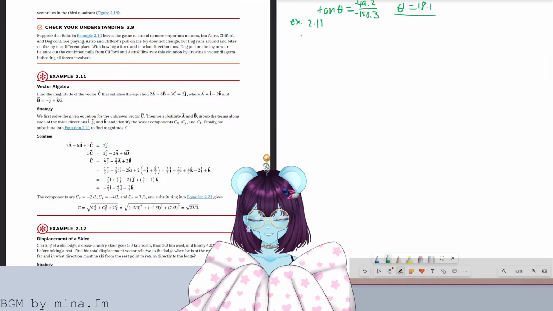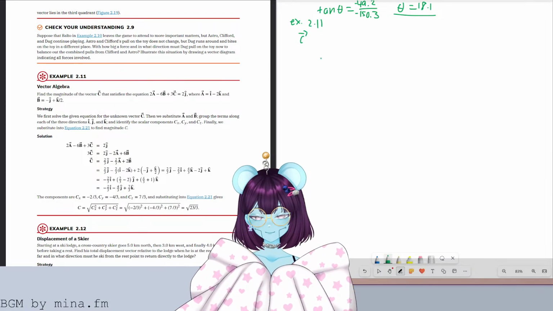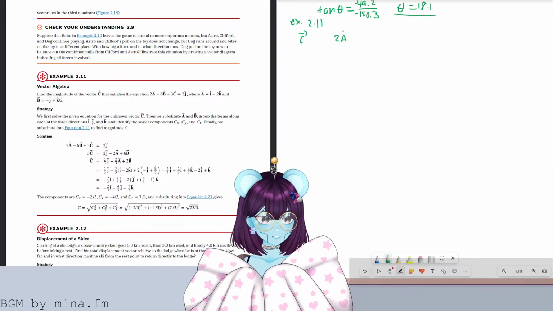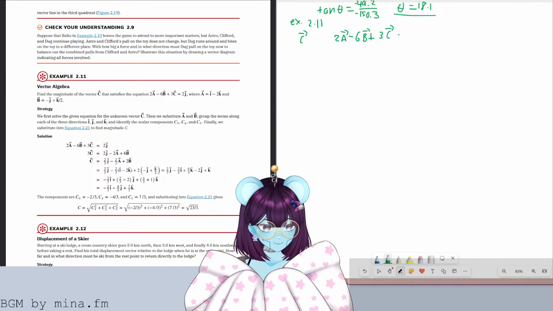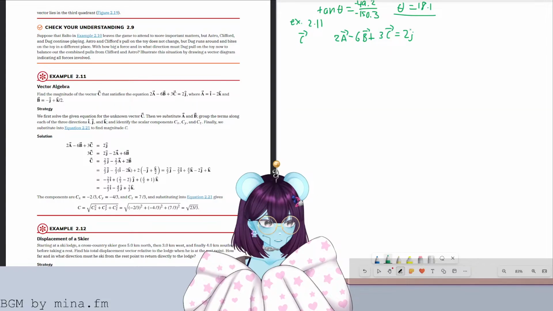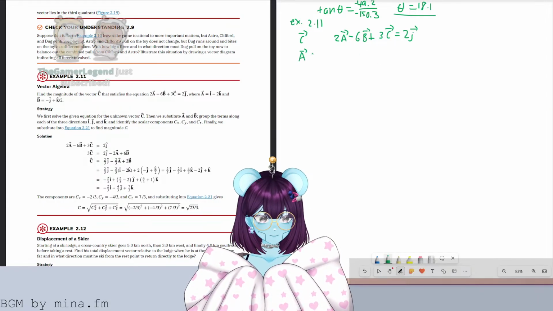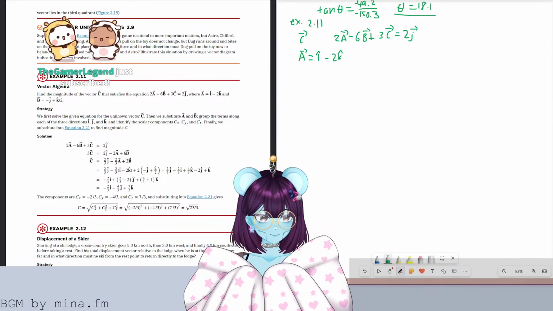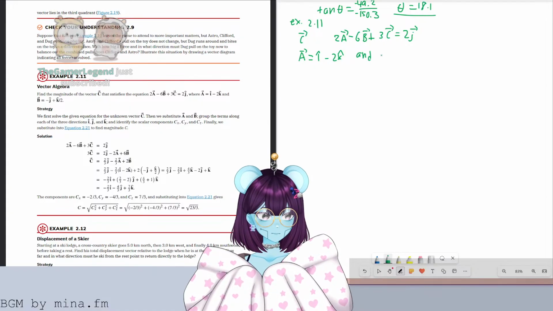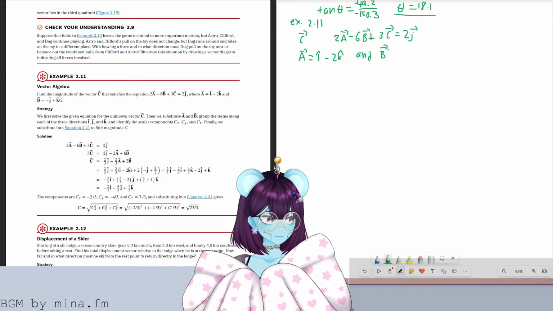We have to find the vector C that satisfies this equation. So A plus B plus 3C equals 2J, where A is 1 cat or 2K cat and B is this.